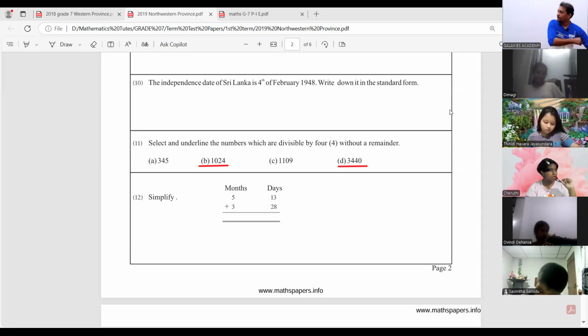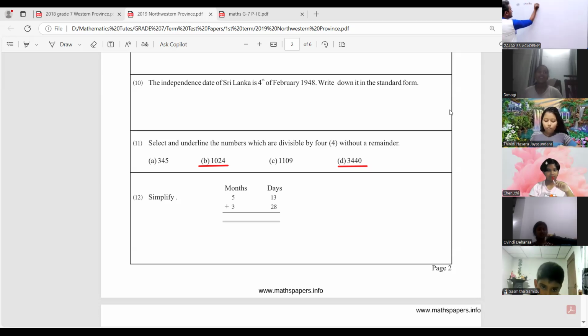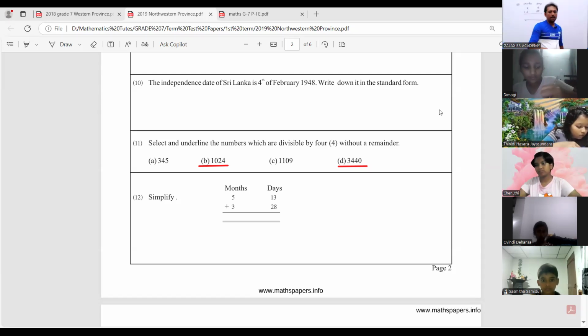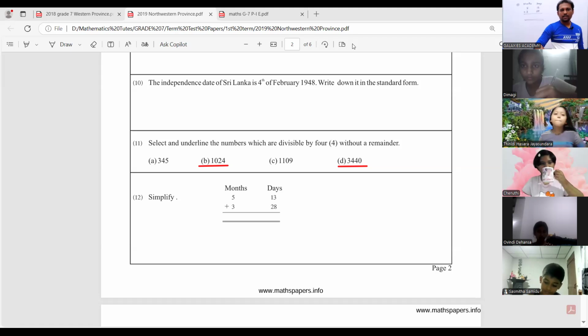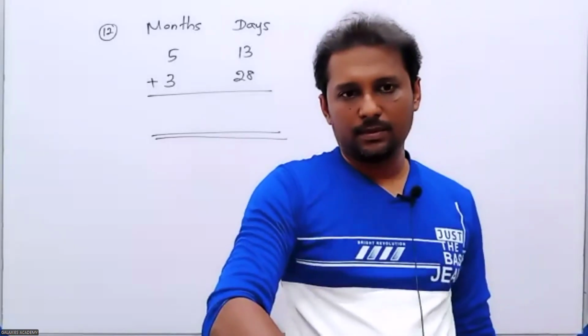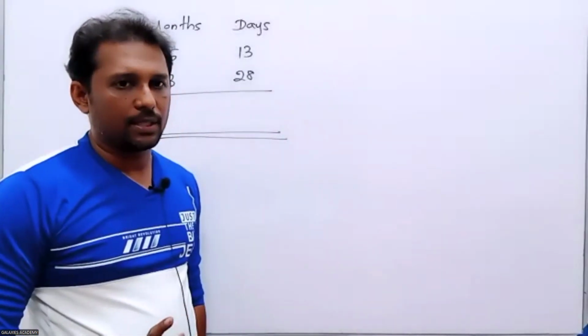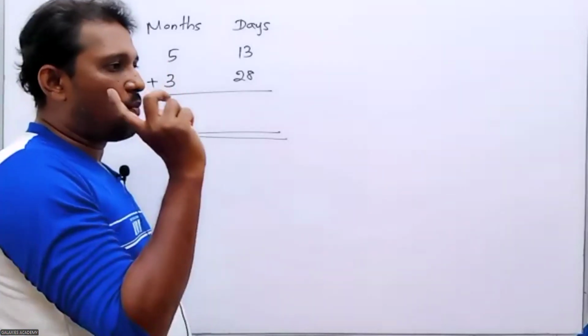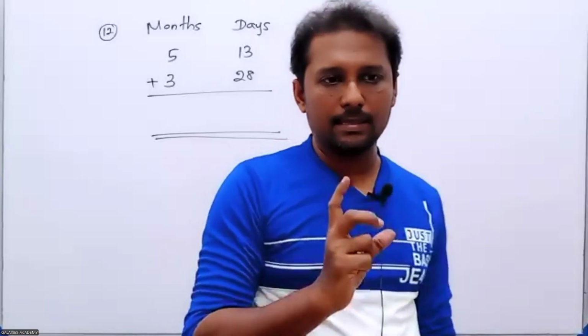Right. Number 12 is given, addition of time. The 2 units given are months and days. 5 months, 13 days. Add 3 months, 28 days. Be careful with questions like these. This is not a normal addition. This is addition related to the units. Revise the relationship between months and days.